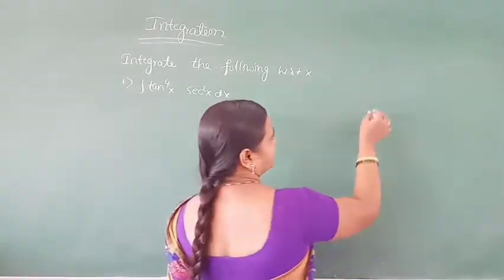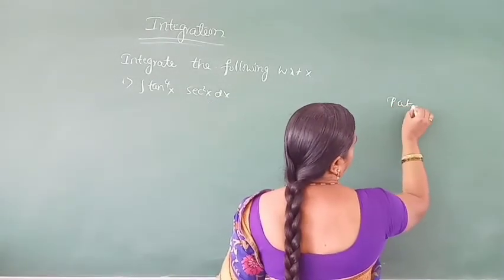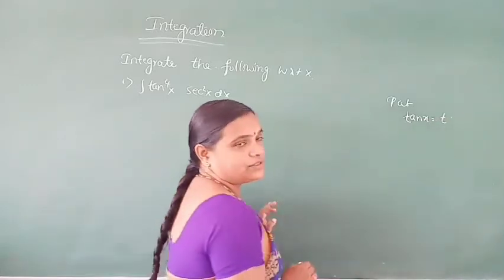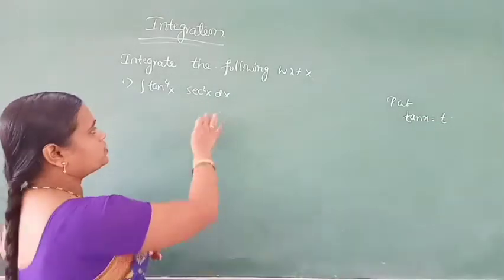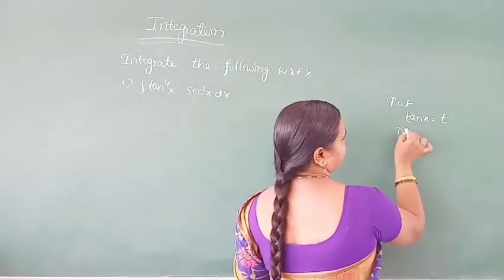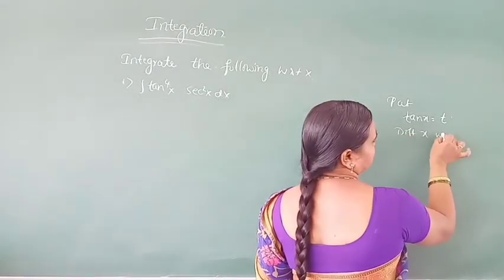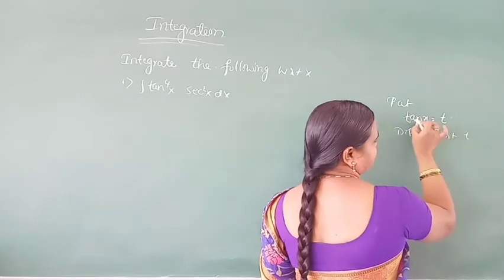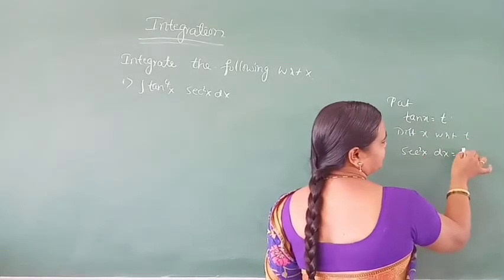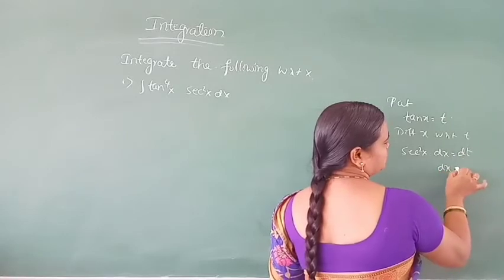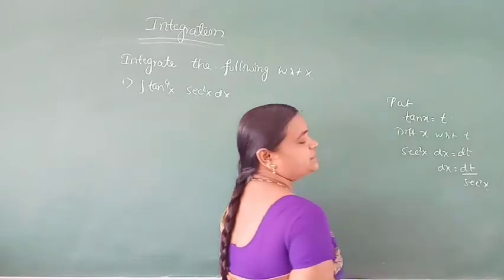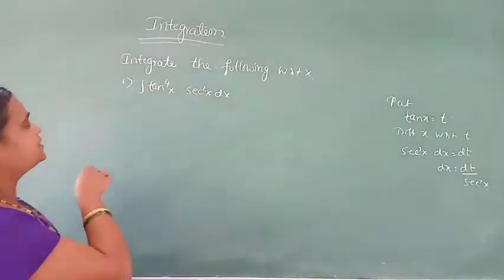Suppose I take, just concentrate, put tan x equal to t. Do the differentiation. Why? Because we want to eliminate dx as dt. Therefore, differentiate x with respect to t. Tan differential is what? Secant square x. X differential is dx by dt. So dx is equal to dt by secant square x.